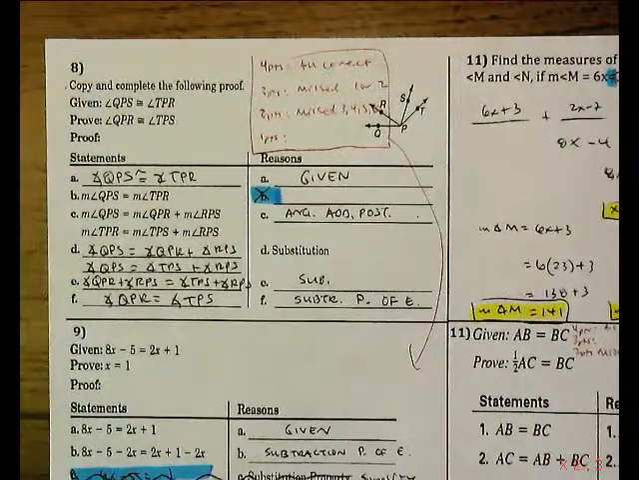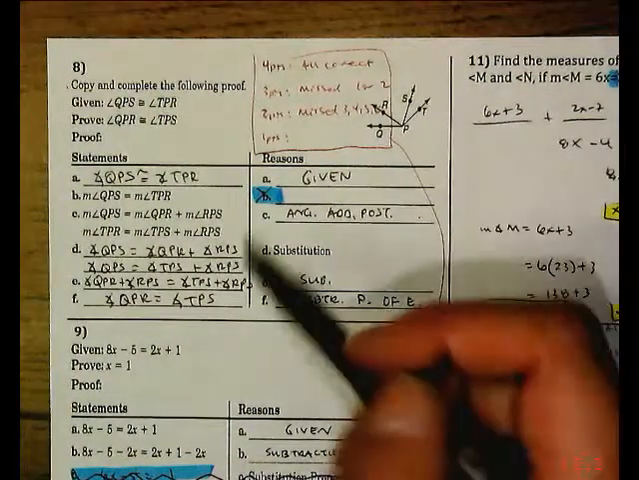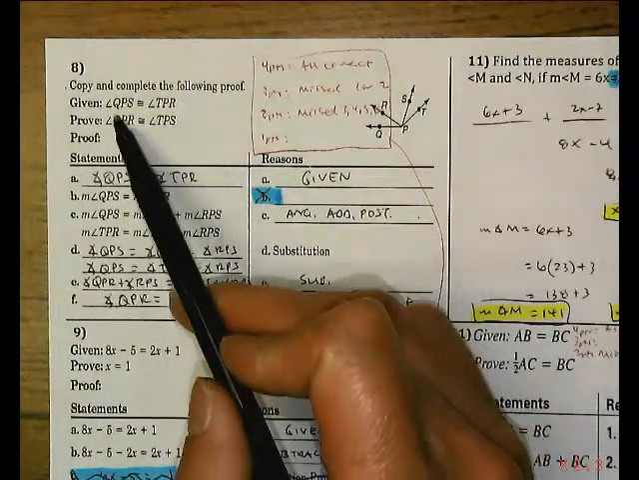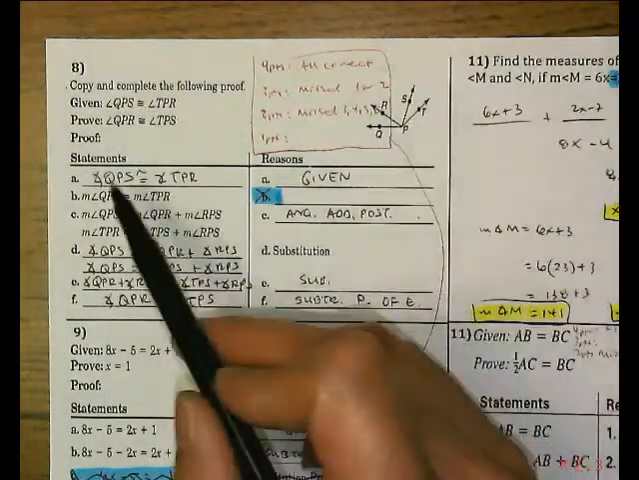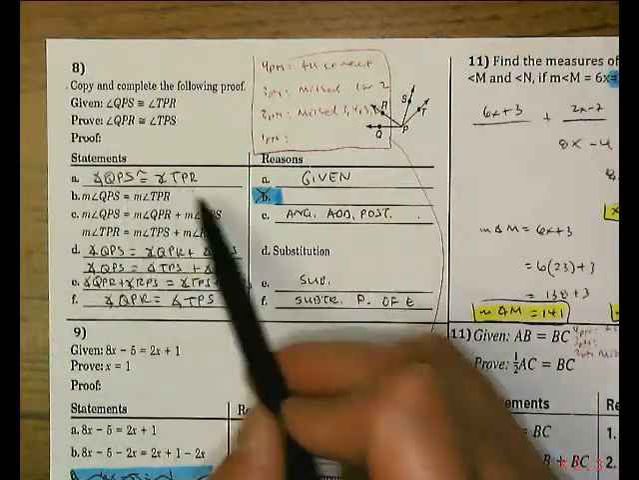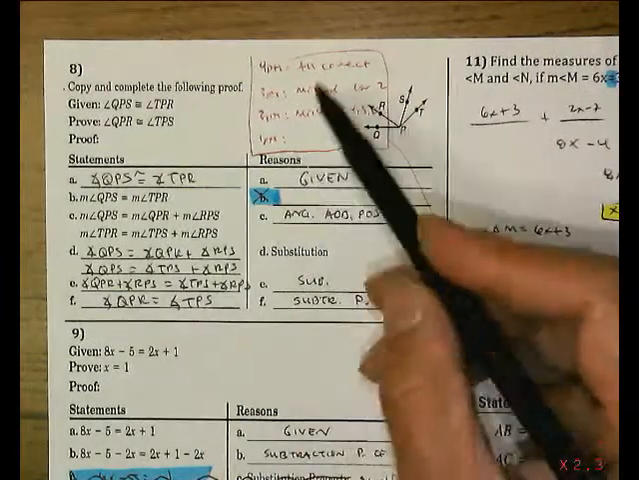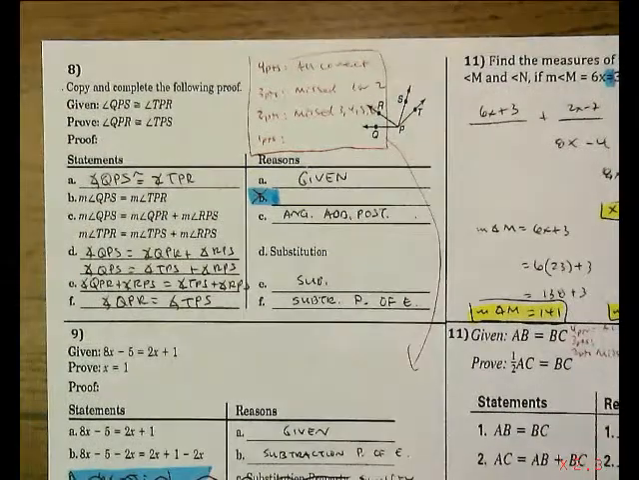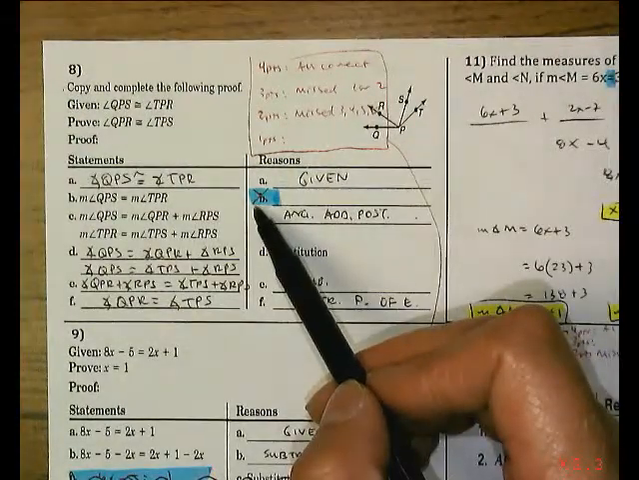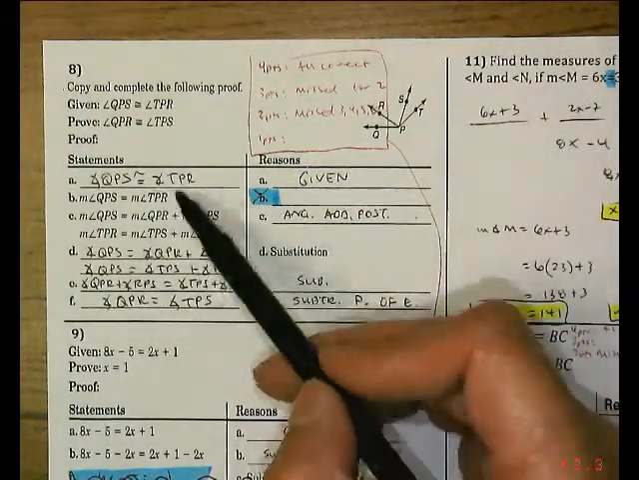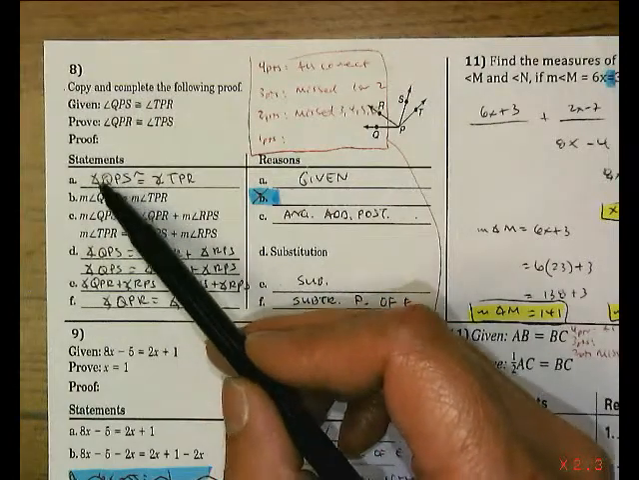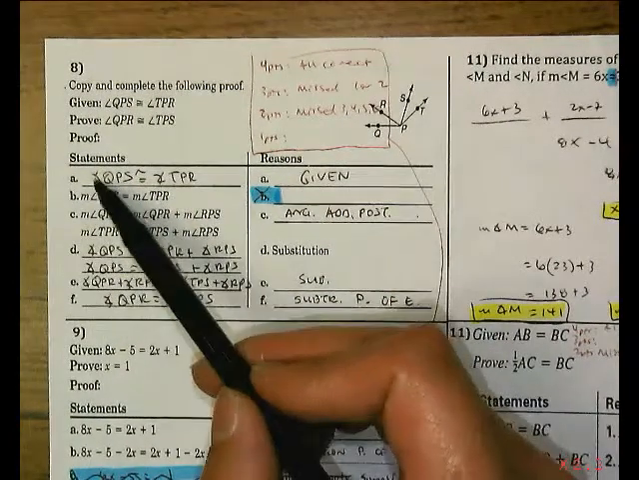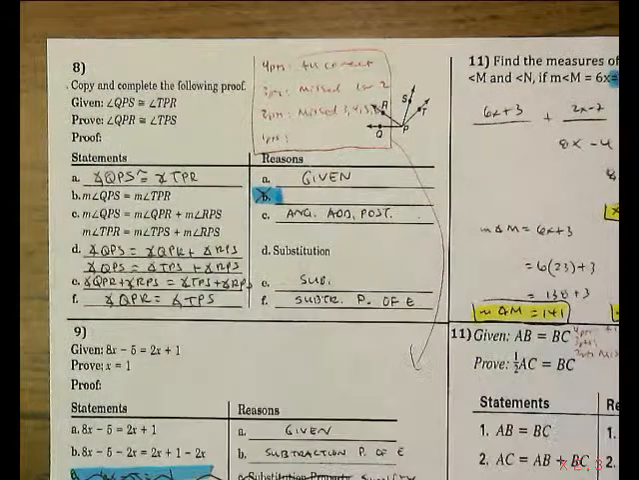Question number 8, I have a proof here. Copy and complete the following proof. Angle QPS is congruent to angle TPR. That's my given information. That goes there. I asked you guys a cross-off question. Reason B, the reason why is I don't want you guys to go from statements A to B. All they do is they're taking out the measure. You have an angle and then its measure is congruent. To me, essentially the same.